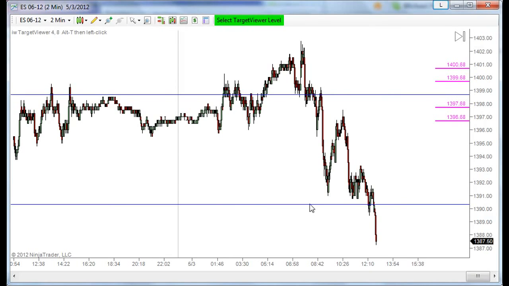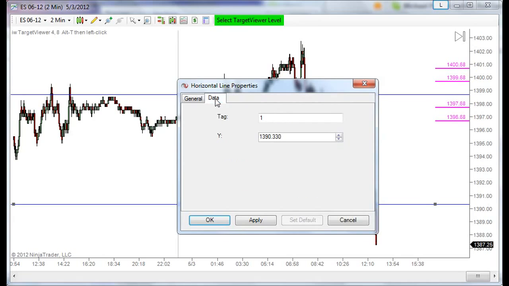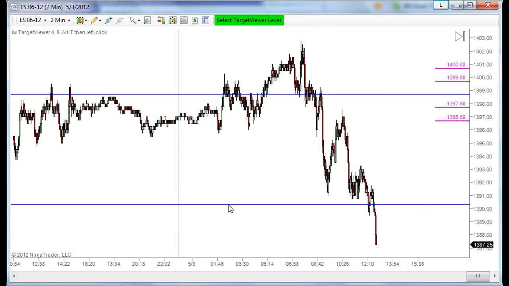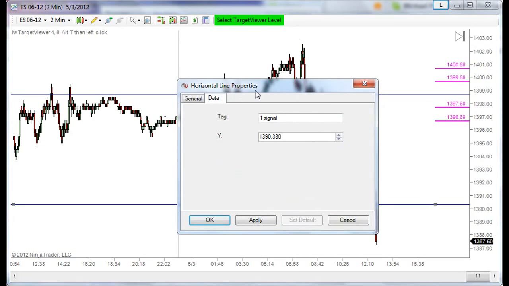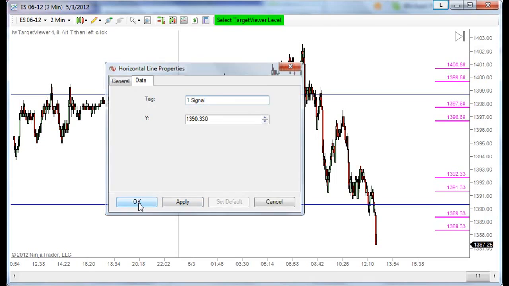For instance, let's say we want to add this one to the algorithm. You double click on that horizontal line, you go to data, and I'm just going to put the word signal in here. Oh, I didn't capitalize it. The tag is case sensitive. I only put the lowercase signal in here. I'm going to put uppercase signal and hit OK.